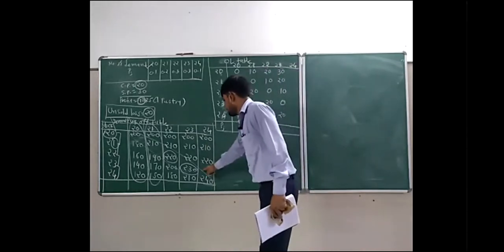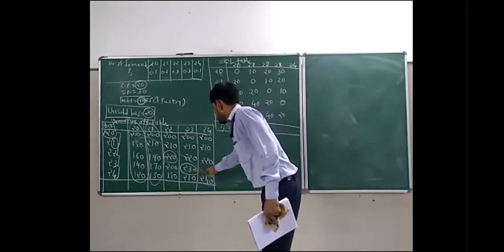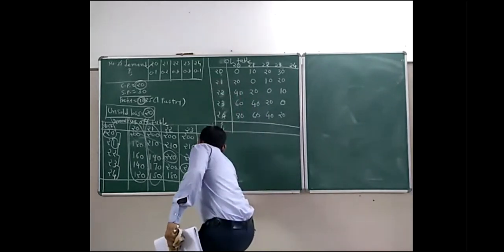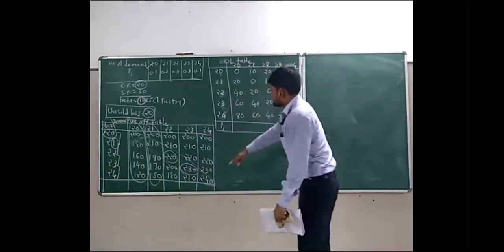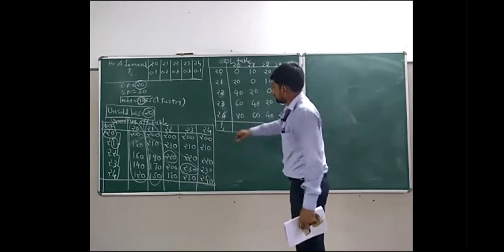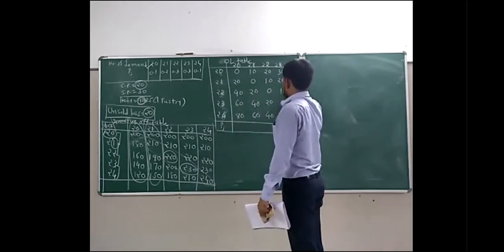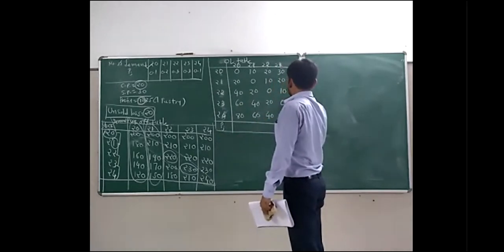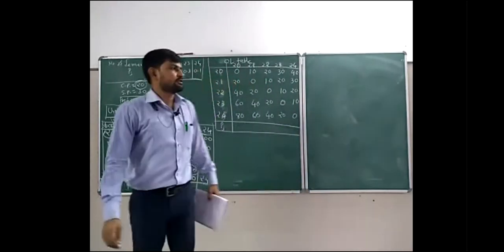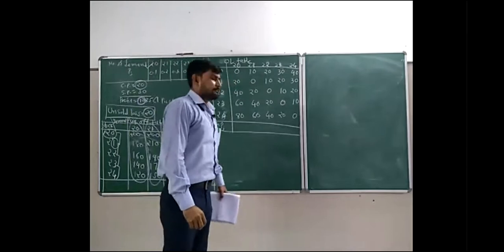Here we have not found the answer. Yes, you can write here 230. So 240 minus 200, 40. 240 minus 210, 30, 20, 10, and 0. So this is the opportunity loss table.